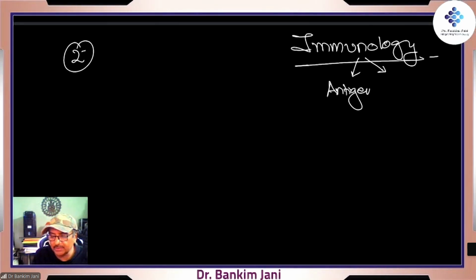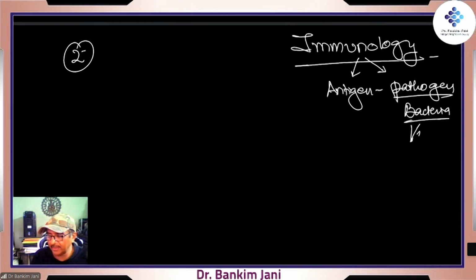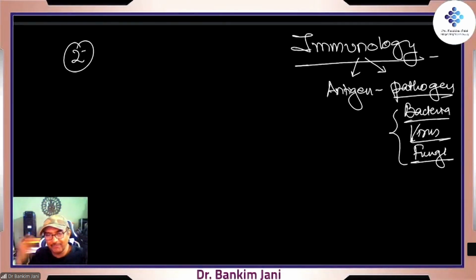Antigen means pathogen. Pathogen means that bacteria, that virus, fungi, and all those worms which are called parasites. They are causing some pathology in the human body, so they are called the antigen. The body fights against it, right? The body says, let's form the antibody.